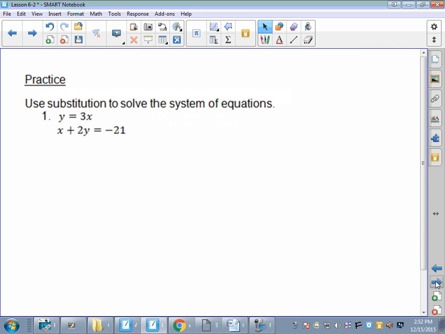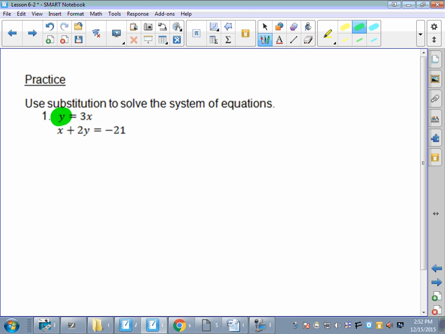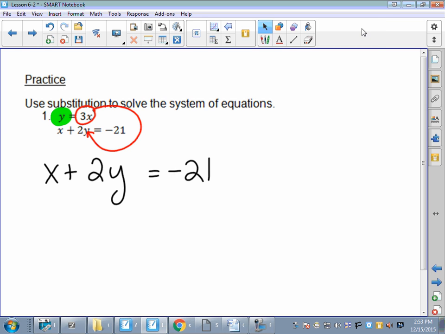So let's do a practice. First practice, it says y equals 3x, and then it says x plus 2y equals negative 21. The first thing I look for is, is there a variable all by itself? When I look in this first equation, this y is all on its own, right? It's already solved for the y. So in the other equation, since it tells you that y equals 3x, wherever I see a y, I could put a 3x in place of that. I could substitute 3x for the y. So instead of x plus 2y equals negative 21, I'm going to substitute in 3x for that y.